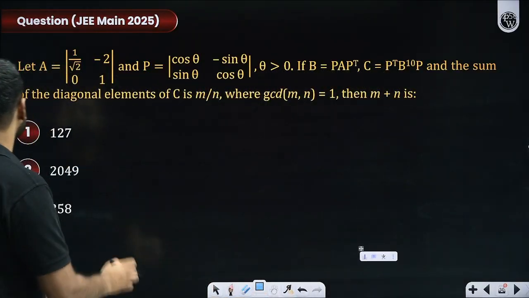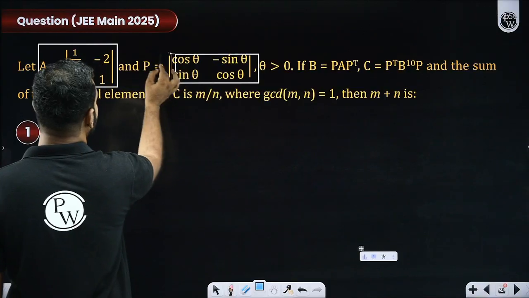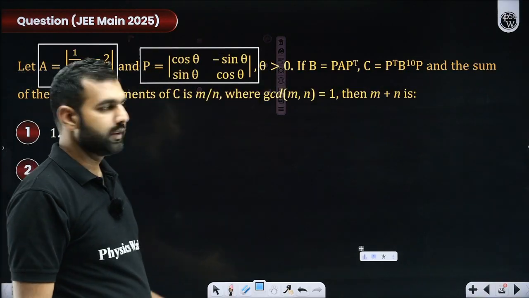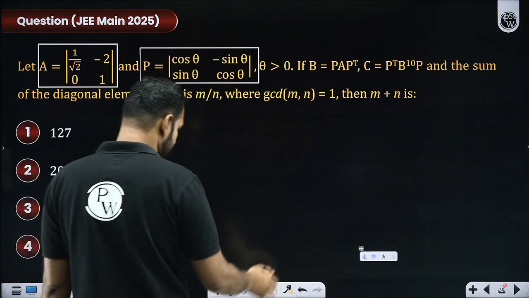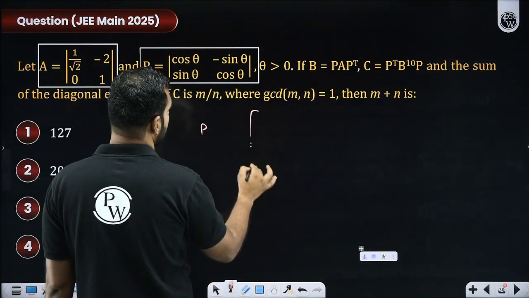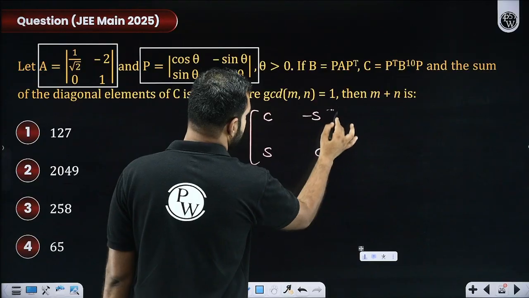Look at the question. It gives you this is A and this is P. Whenever somebody gives you P in this manner, try to remember it. Try to memorize this result. Why? Because look at this P. Forget the whole question. Look at this P. P is given by cos theta, minus sine theta, cos theta. Yes or no?